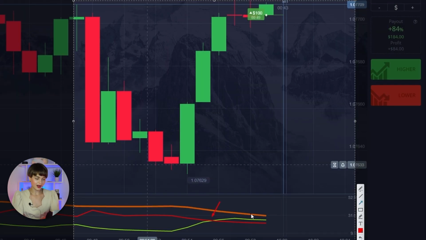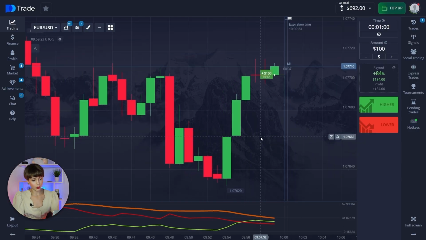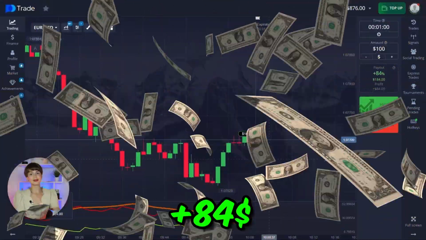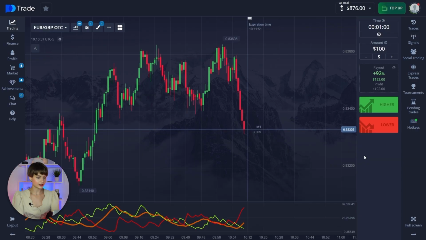We also check our ADX line. Volatility is falling here, so we safely open a deal with higher. And we successfully make our deal close in a profit. A great chance to enter the deal, guys.